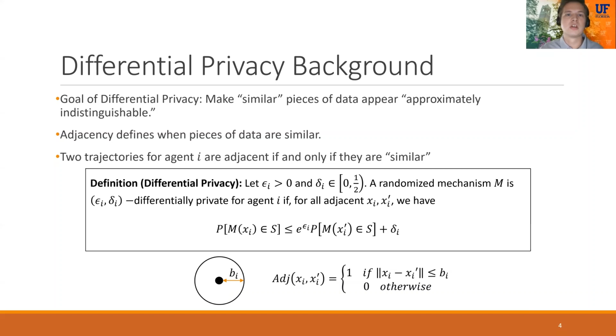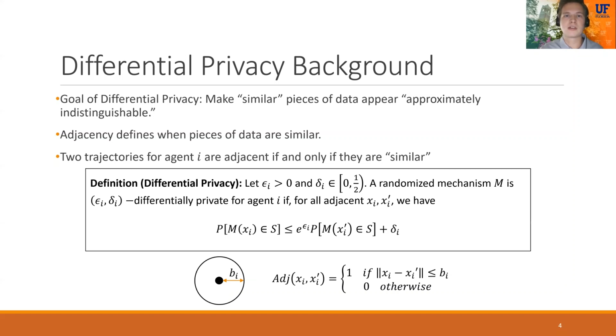To define differential privacy, agent i picks two privacy parameters, epsilon and delta, which are both positive constants. Now we say that a randomized mechanism M is epsilon-delta differentially private if it satisfies the bound shown here. Here epsilon can be thought of as the leakage of private information, and delta can be interpreted as the probability that differential privacy fails. Usually we consider epsilon less than 1, but the smaller the better. And delta should be as small as possible, typically using values of 0.05 or less.